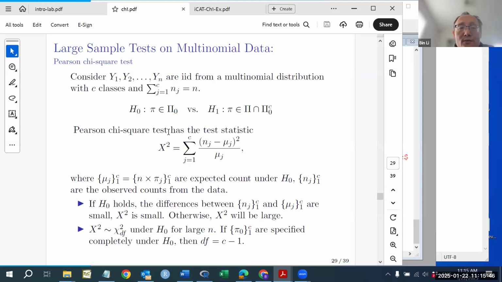Okay, so for the large sample test on multinomial data, suppose the null hypothesis says the pi follows certain values.